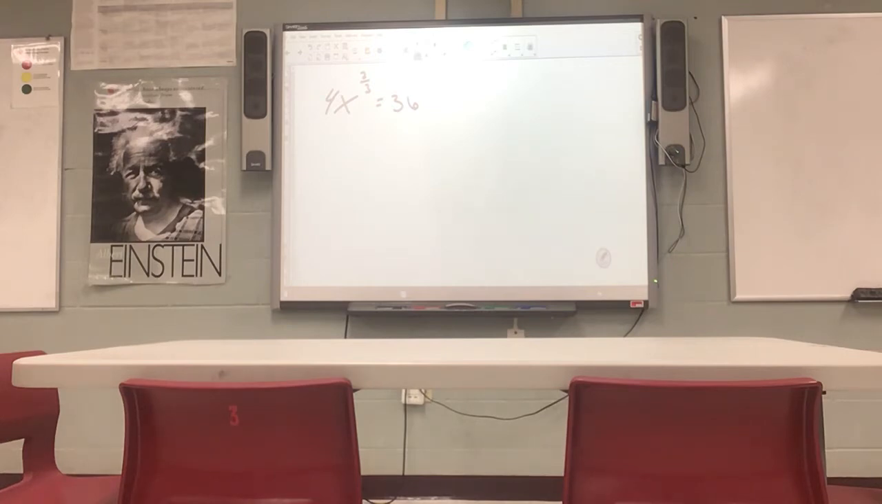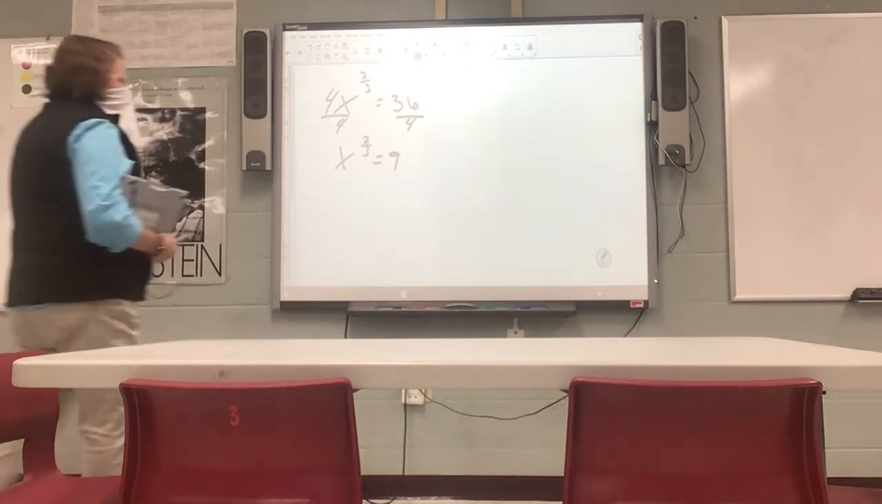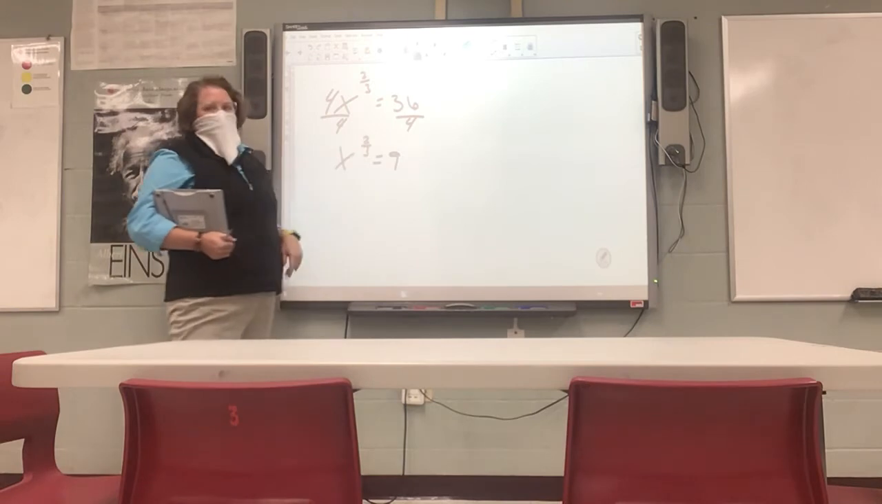What do you think? The 4. The 4 is being multiplied, so we're going to divide. So we get x to the 2/3 is equal to 9. Okay, so now what we want to do, we're trying to get the x all by itself, so we need to get rid of a 2/3 power.